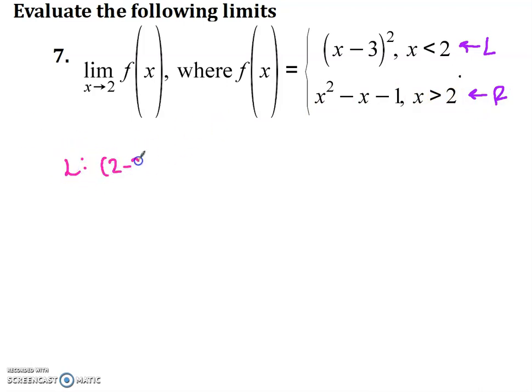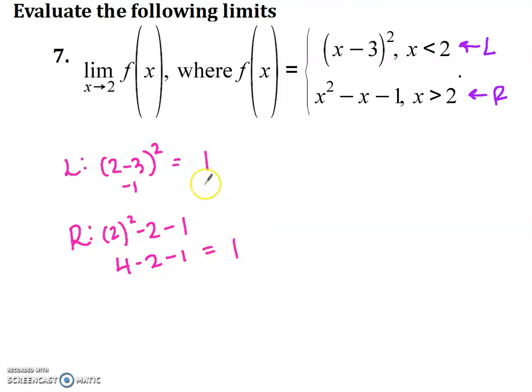That'll be 2 minus 3 squared. 2 minus 3 is -1, squared would be +1. Now I'm going to check the limit from the right. That would be 2 squared minus 2 minus 1. That's 4 minus 2 minus 1, which is also 1. Since these two are the same, that is the limit.